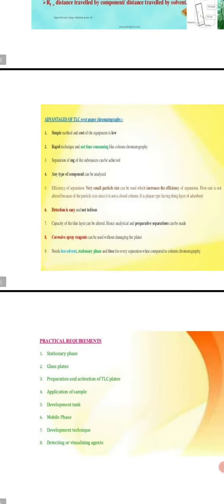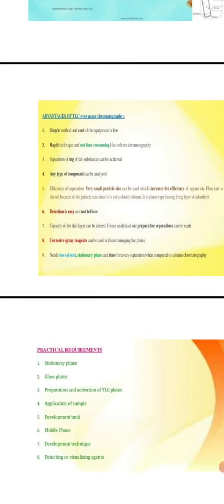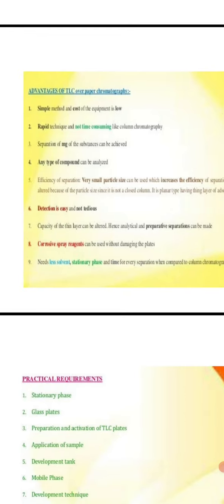So advantages of TLC over paper chromatography. First advantage is that it is a simple method and the cost of the equipment is low. अगर इसकी cost कैसी रहती है, कम रहती है, and it is the simplest method. Second one is that it is a rapid technique and it does not consume more time like column chromatography.